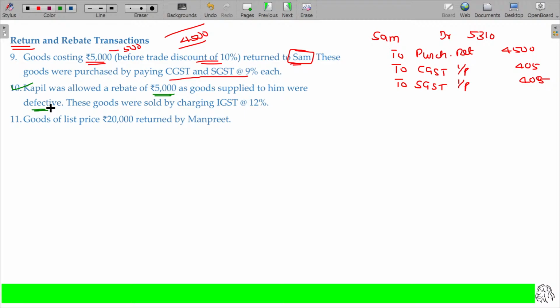So, to whom? To Kapil we have supplied. He has not returned. He called me that some of your goods are defective. I said, okay, show me a photocopy of the defectiveness. He showed me. What can we do, sir? Throw it off, I'll give the discount.